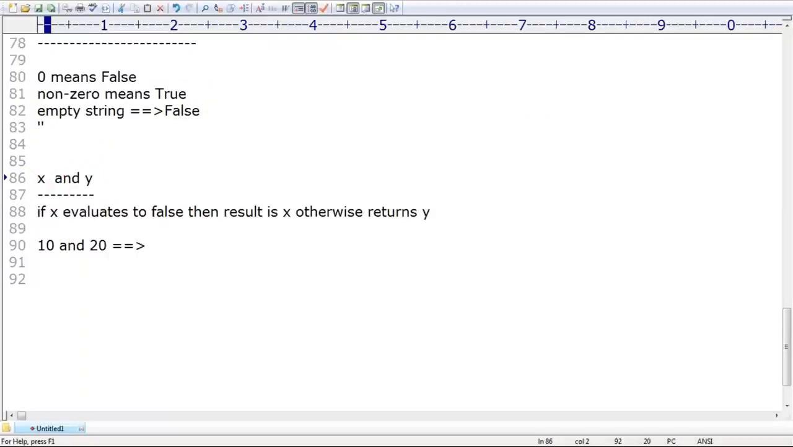Now, observe a bit carefully. If x evaluates to false, then the result is x. Otherwise, returns y. Sir, 10, is it true or false? Remember, is it true or false? Sir, true. If x is false, then the result is x. Otherwise, returns y. 10 is not false, it is true. That's why, if the first one does not evaluate to false, then it returns y.